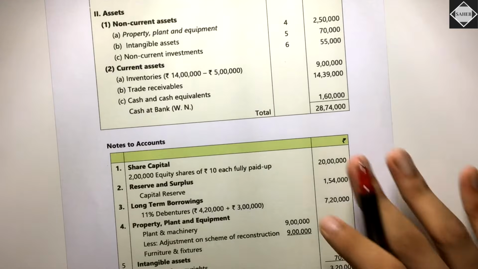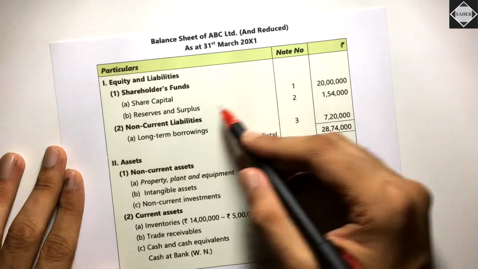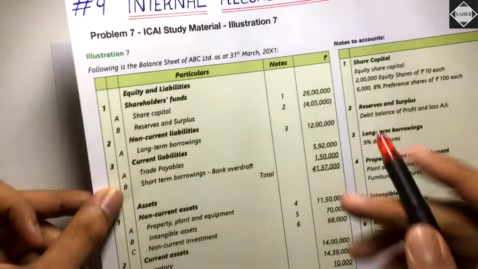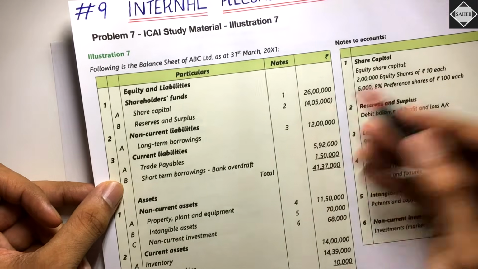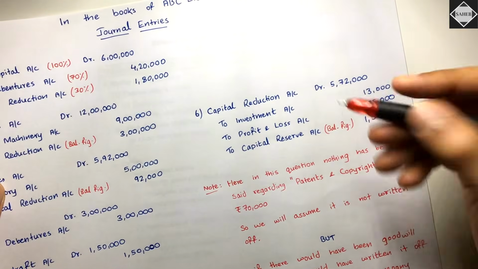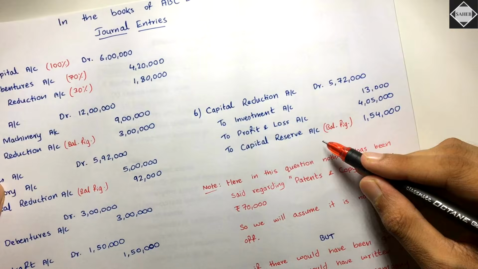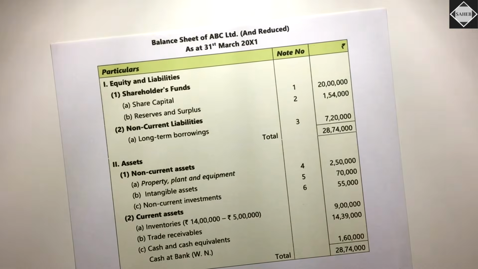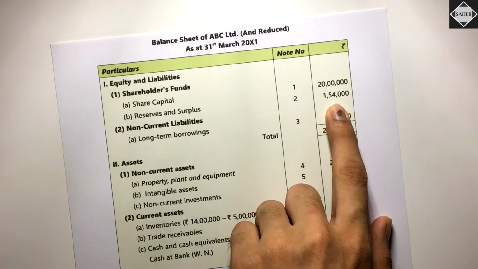Is that clear? Next, in reserves and surplus, there was previously only a profit and loss balance of 4,05,000, which we have written off. So what do we have now? We only have capital reserve. The balance which was left at last in capital reduction has been transferred to capital reserve of 1,54,000. So that will come over here, 1,54,000. Is it clear?